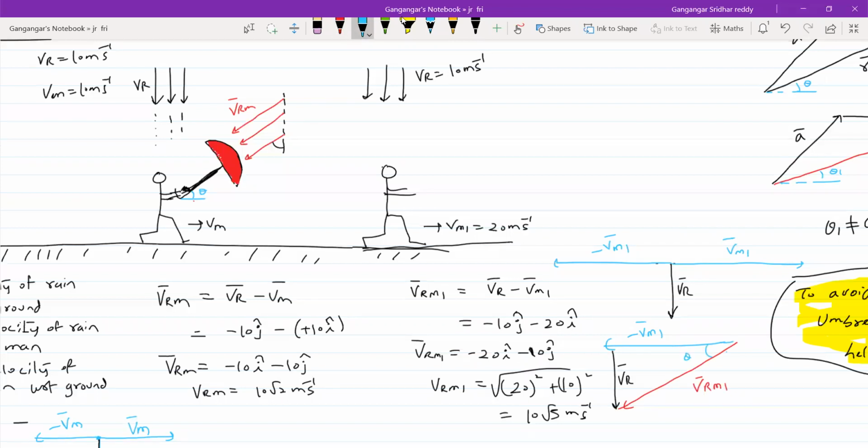This angle, let me call theta 1. How to calculate theta 1? Tan theta 1, let me show it here. So what will tan theta 1 be? VR by VRM1. So 10 by 20, 1 by 2. Anybody, the value of theta 1? 0.5.